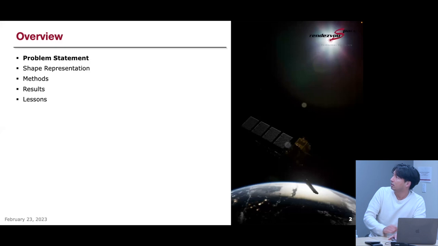So, start with the problem statement. I'll go through some literature review in terms of how we can represent the shape of an unknown spacecraft, and I'll talk about the methods that I've taken, a very quick qualitative look at what the extracted shape looks like, and the lessons learned from this past research.